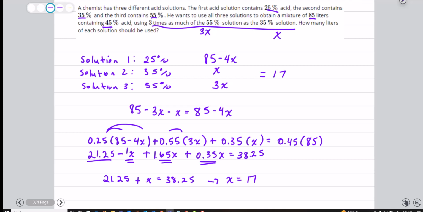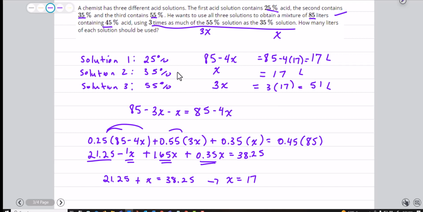And then I can find these others, right? Because this is going to be 3 times 17, so 51. And then finally 85 minus 4 times 17 actually equals 17. So these are the actual amounts. And of course, you should add them all up to see if you get the 85, and you do.